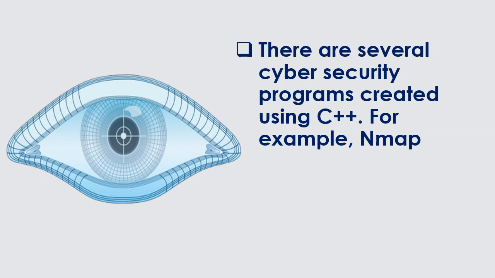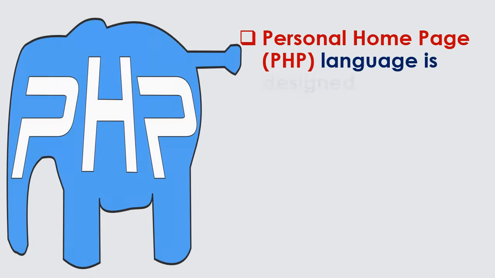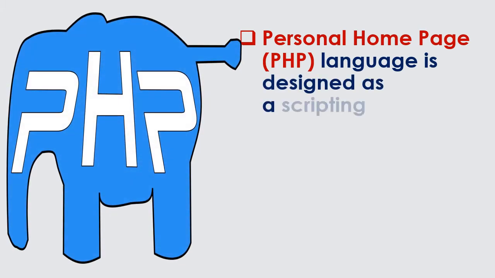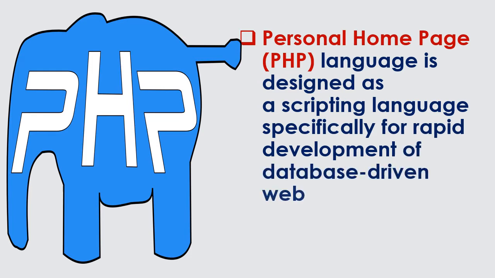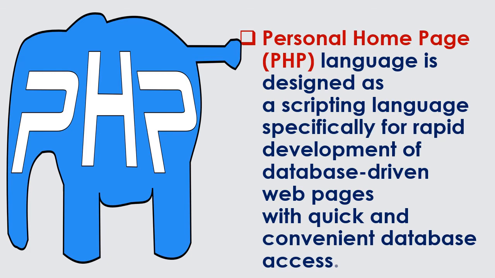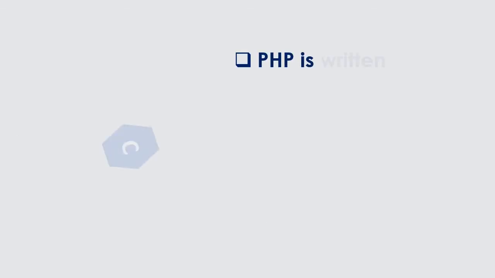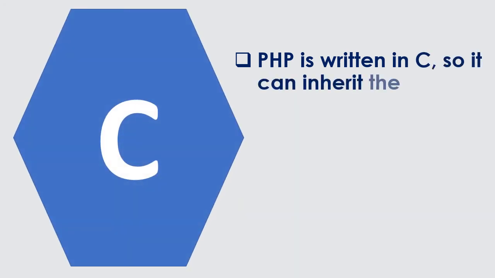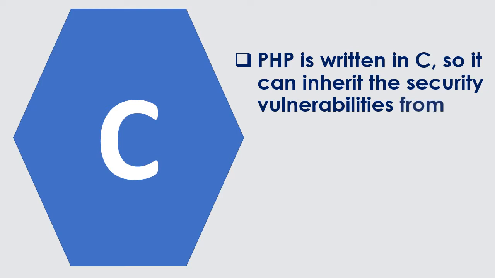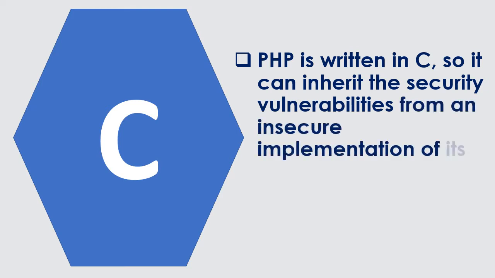Personal Homepage, PHP, language is designed as a scripting language specifically for rapid development of database-driven web pages, with quick and convenient database access. PHP is written in C, so it can inherit the security vulnerabilities from an insecure implementation of its parent language.